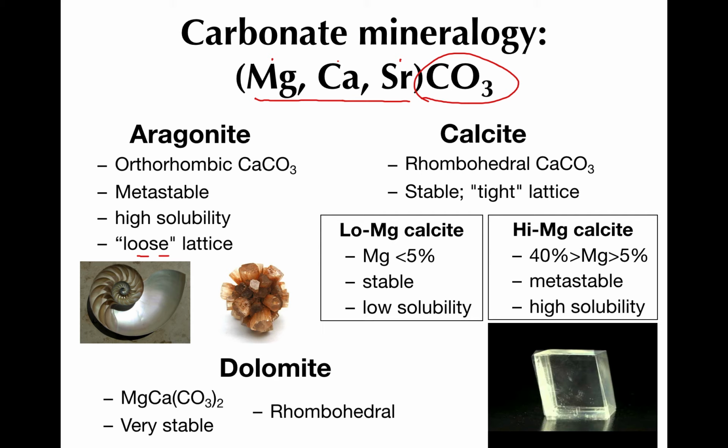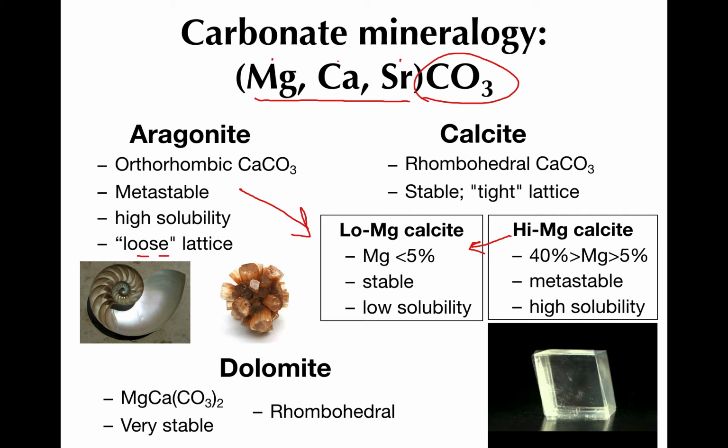Calcite is rhombohedral. It's got a tight crystal lattice. It comes in two forms, both of which can precipitate directly from seawater or lake water. Low magnesium calcite has low solubility, and thus is quite stable. And high magnesium calcite, or simply magnesium calcite, is more soluble than aragonite and will revert to low magnesium calcite over time. So both aragonite and high magnesium calcite tend to convert to low magnesium calcite given enough time to do so.